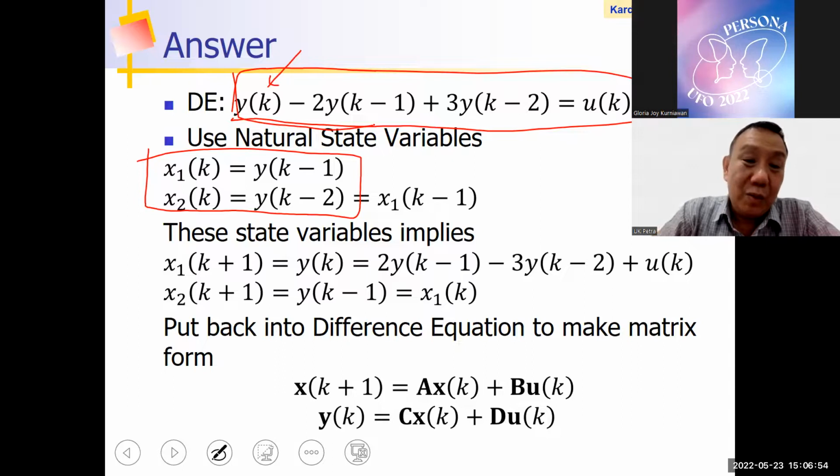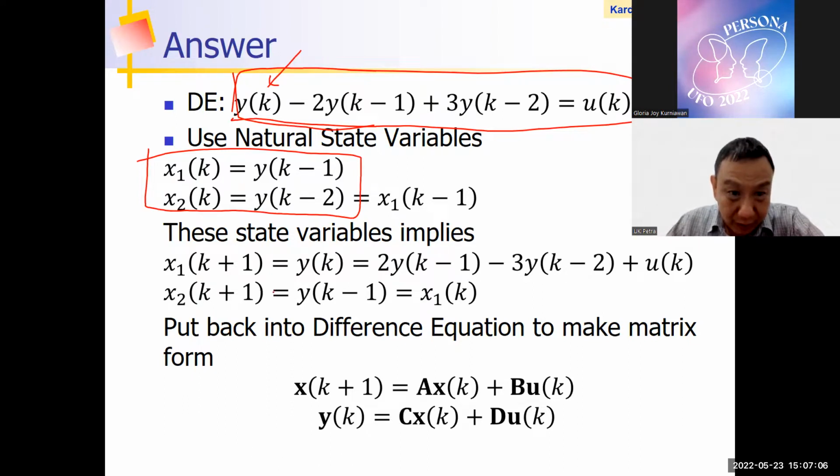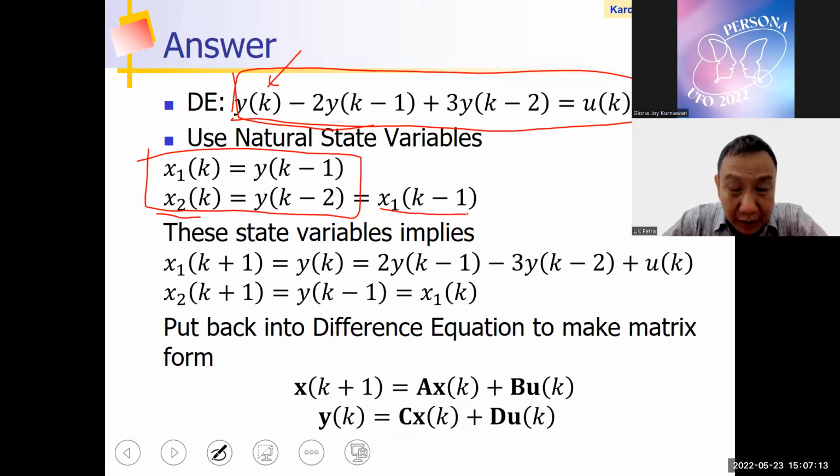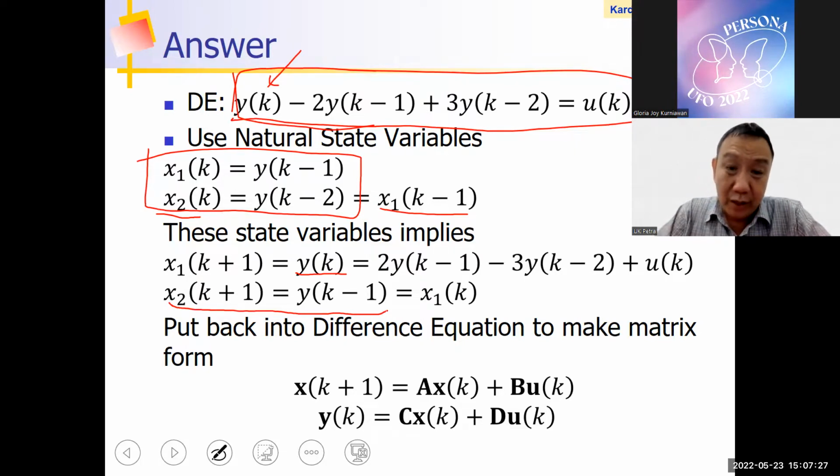So you know that if I put k plus 1, if I minus 1, you will get all the other variables. So let us put here, I already said x2 equals x1 k minus 1. x1 k plus 1 equals yk, x2 k plus 1 equals yk minus 1 equals x1.